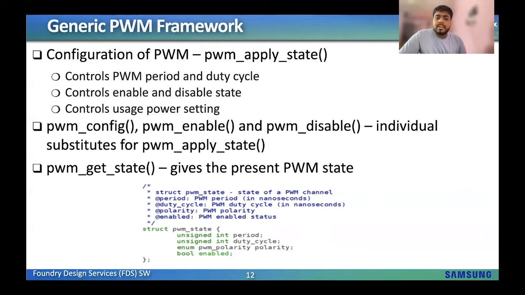Here again, as I said, the structure used is pwm_state. It represents the state of a particular PWM channel. It has four fields. There is period, which represents the PWM period in nanoseconds. Then there is duty cycle, which represents the PWM duty cycle in nanoseconds. Then there is a polarity field. It represents the PWM polarity. By polarity, I mean it's either normal polarity or inverse polarity. Normal polarity means the signal is normal. Inverse polarity means the signals are inverted: on becomes off, off becomes on, that kind of thing.